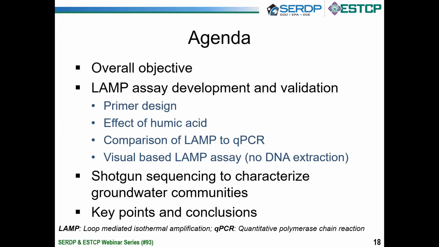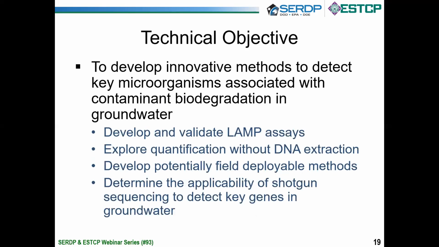The steps involve primer design, as well as exploring the impact of humic acid on amplification. Following this, I will talk about our experiments comparing LAMP to quantitative PCR using DNA extracted from groundwater from multiple chlorinated solvent sites. I will also talk about our experiments with a visual-based LAMP assay, and the last part of my talk will focus on the use of shotgun sequencing to examine the abundance of key biomarkers involved in contaminant biodegradation. Finally, I will wrap up with a list of key points and conclusions.